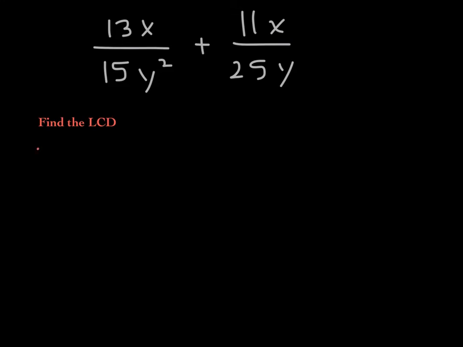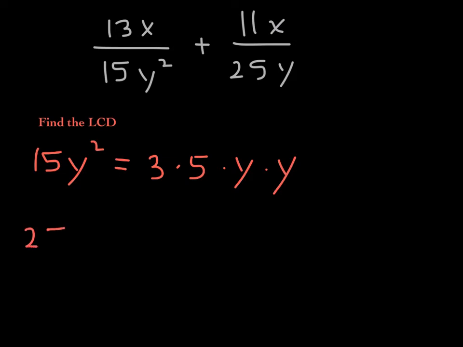Here is 15y squared. That's one of your denominators. 15y squared factors as 3 times 5 times y. That's prime factorization. The other denominator, 25y, factors as 5 times 5 times y. The LCD happens to be the product of each different factor the greatest number of times it appears in any one factorization. That sounded like a mouthful. Let me break that down for you. The LCD is the product of, stop right there.